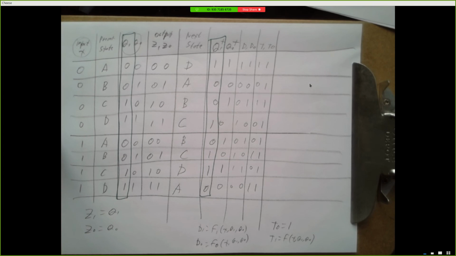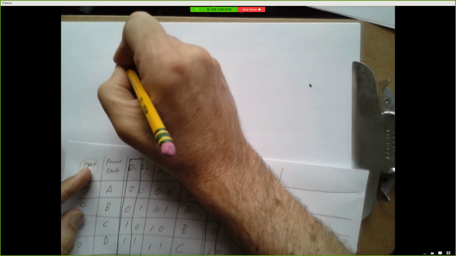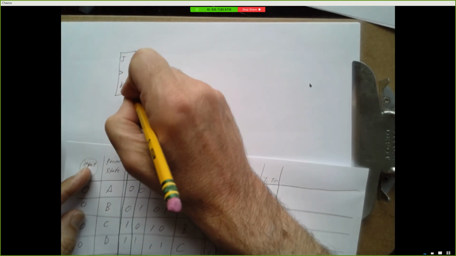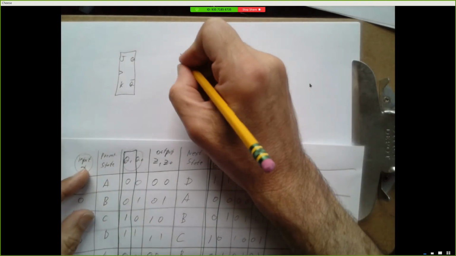Alright, let's look at JK flip-flops. So JK flip-flops are sometimes more complex. Why? Because each flip-flop has 2 inputs. So let me draw a picture. There's J and K, there's our clock, and we have Q and Q bar on the output. And remember how this acts.